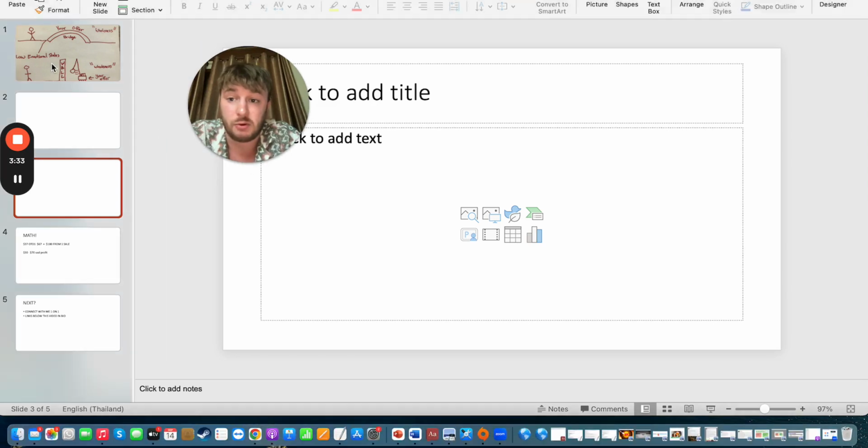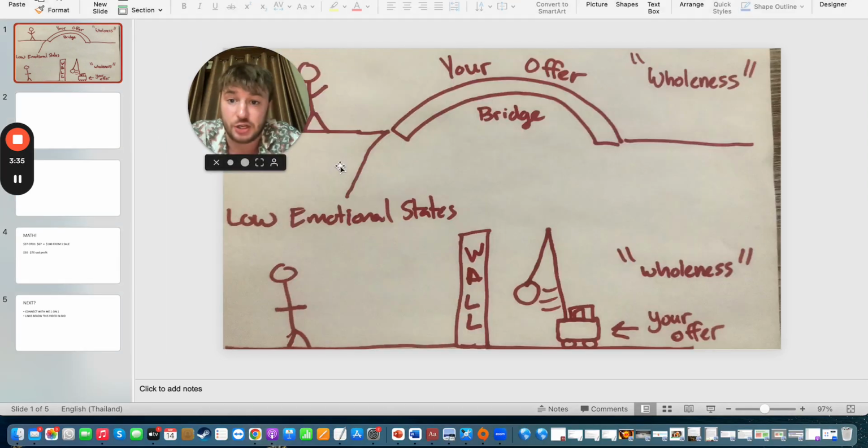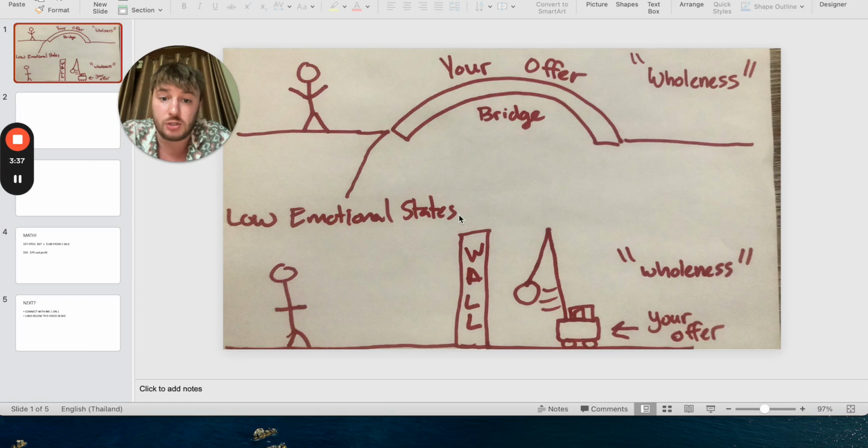But remember, first of all, it's all about message to market match. We have low emotional state and high emotional state audiences, right? Let's say this is person A, they're looking for a product to lose weight. And this is your offer. This is the bridge that we have to close to have the wholeness. Now, you don't have to learn that. This can all be done for you, but just for the purpose of this video, you can understand that it's all about the audiences. You can copy and paste this.